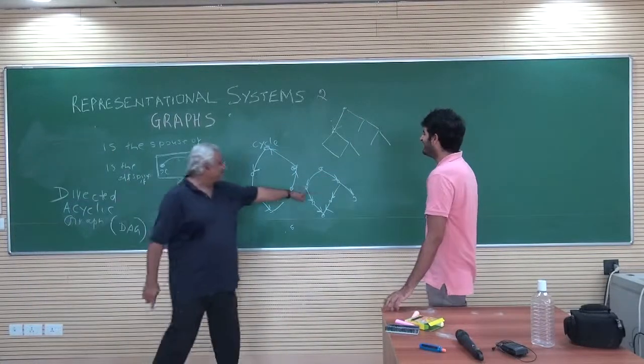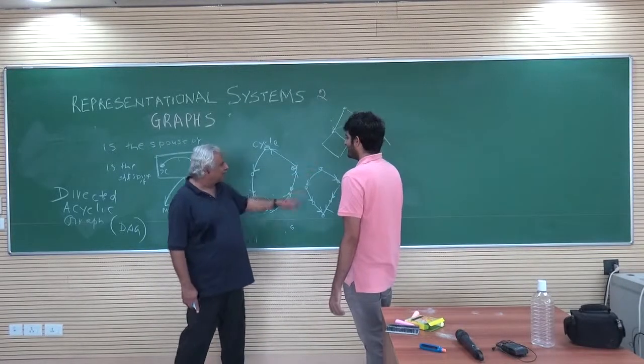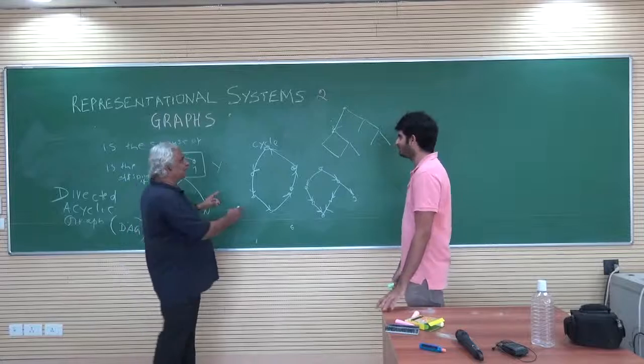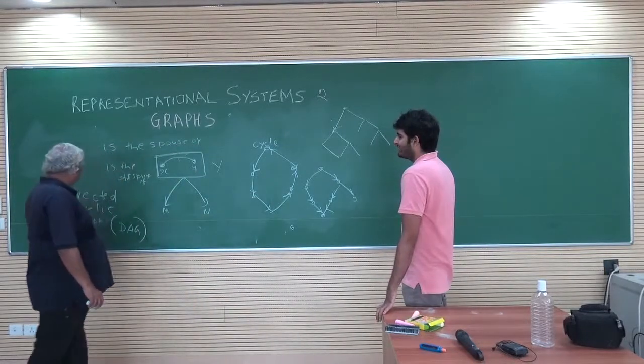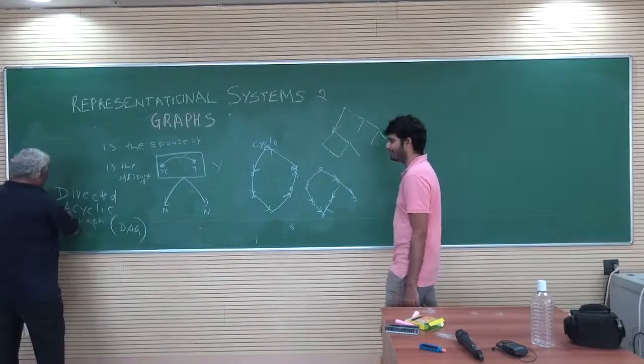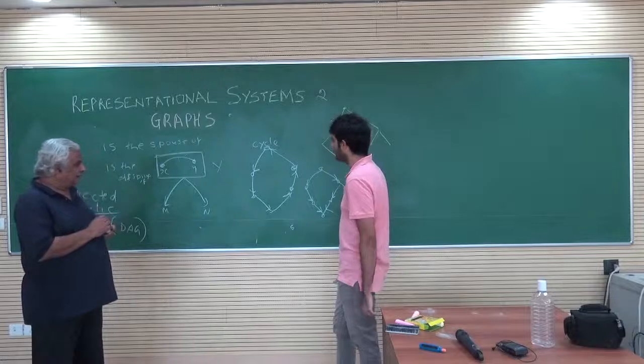This could be a family tree, right? So you could, I guess, but you just can't go back. So this is a very interesting notion, something that doesn't allow cycles.